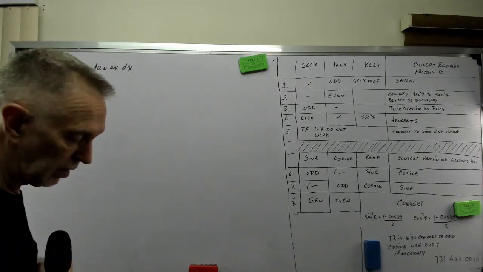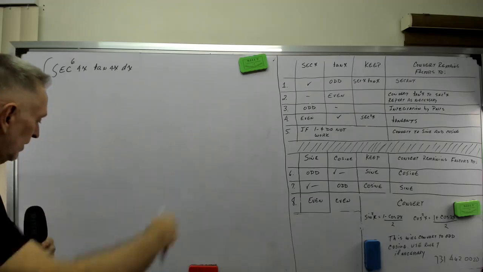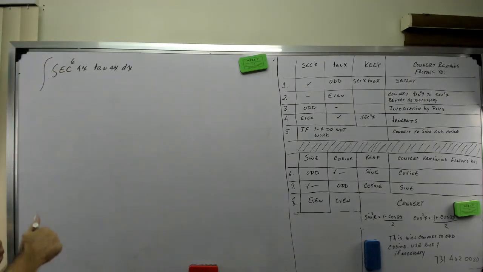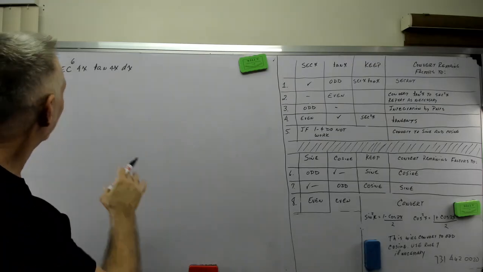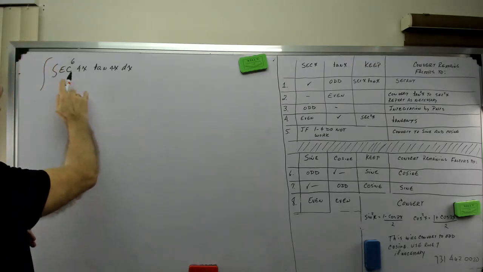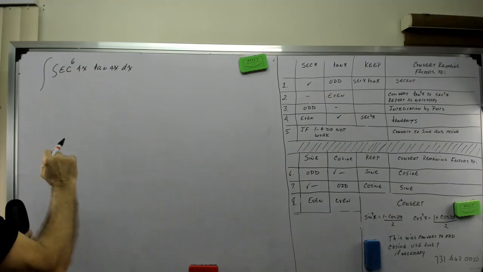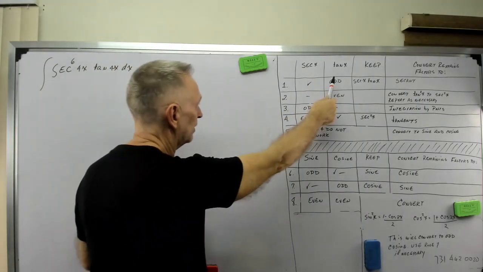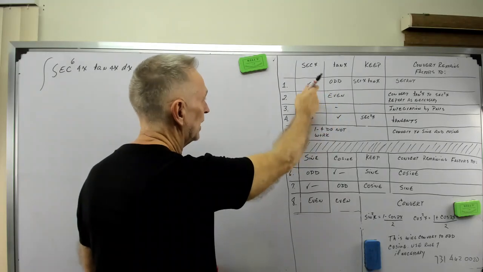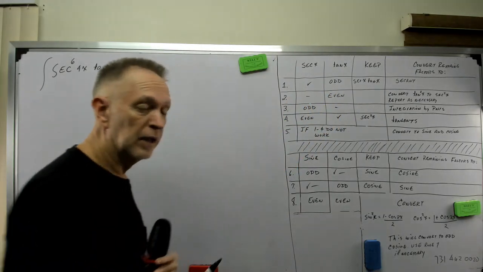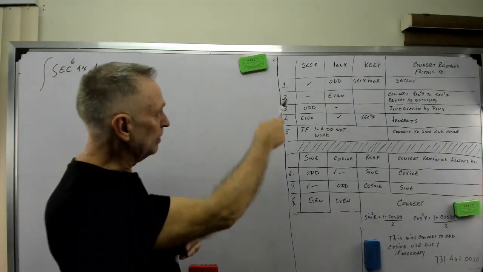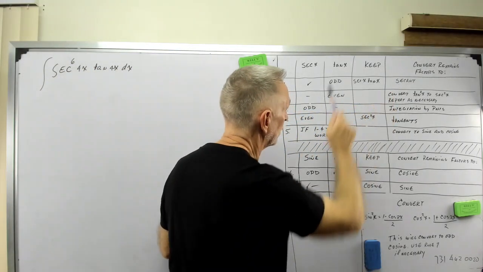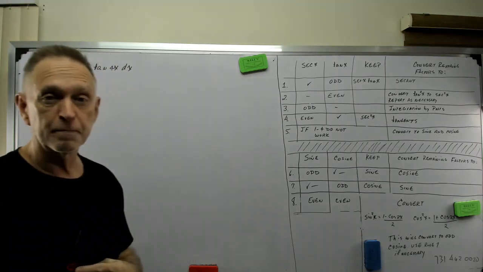I'll be a little off the screen since we have a broad board here, but you don't need to look at me anyway. You'll notice we have an even power of secant and an odd power of tangent. So what does the rule book say? Here's an odd power of tangent, and we do have a secant term. The rule book says keep a secant tangent and then convert everything else to secant.